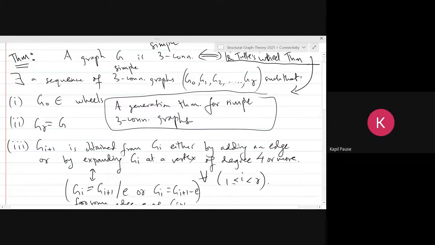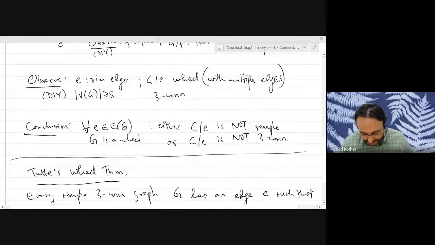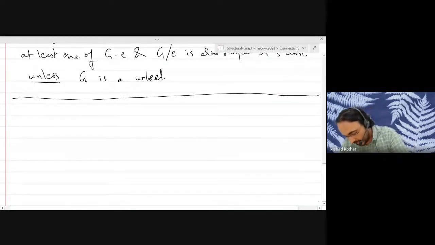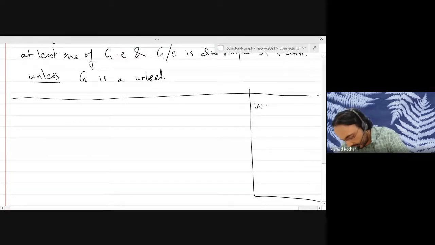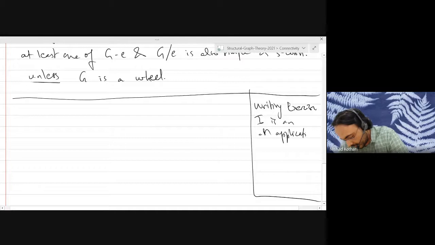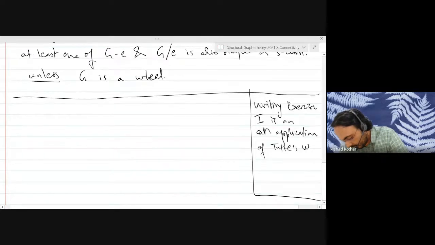I see. Okay, so I'll just say the following. We will prove this, but before that, I will say that writing exercise 1 is largely an application of Tutte's wheel theorem. And what you can try is to do it using Thomason's theorem and see that it is much more difficult.